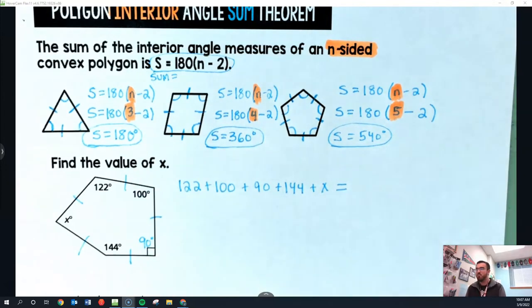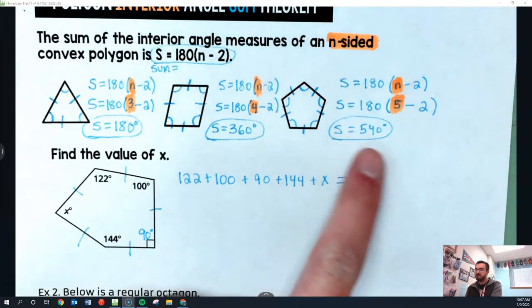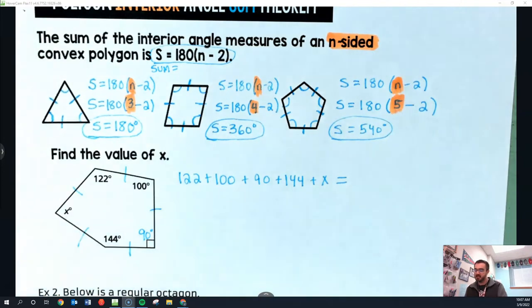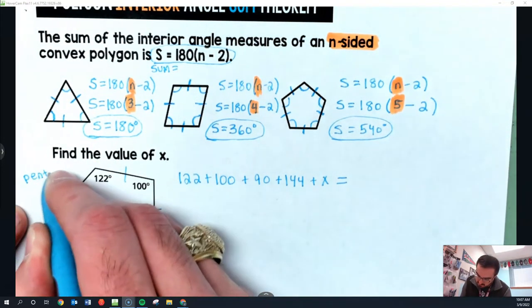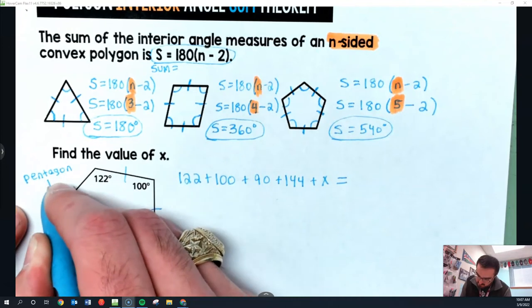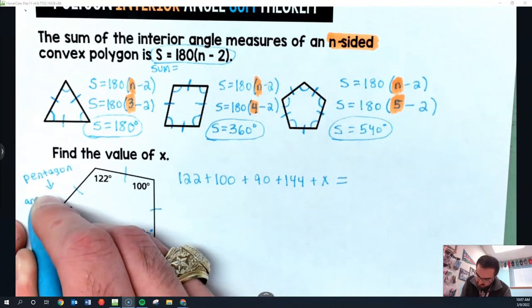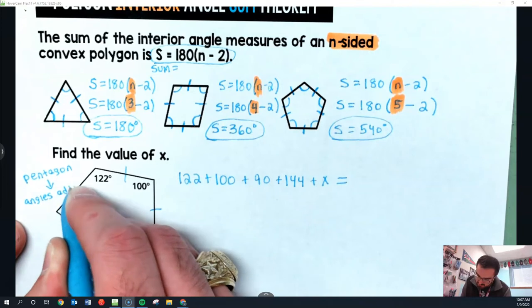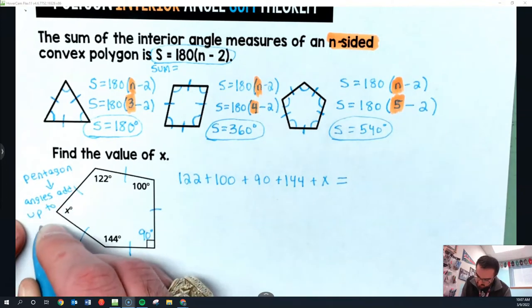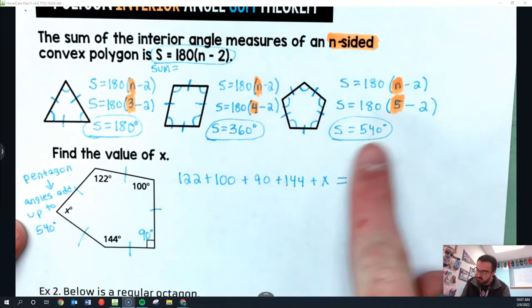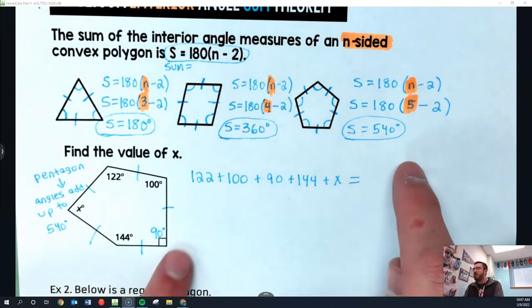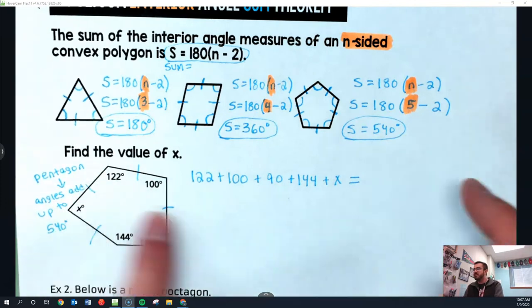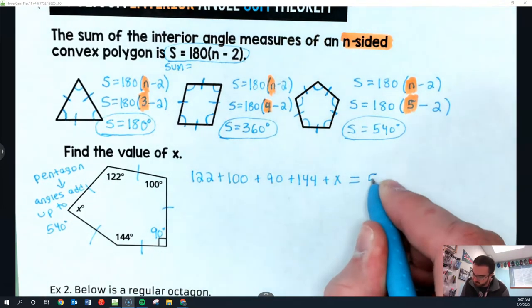1, 2, 3, 4, 5. What we figured out was pentagon. That's a pentagon. Pentagons, right? Angles add up to 540. That's what we just learned. Remember, that's what we just learned up here. So if all of these angles are in a pentagon, they're all going to add up to 540, right?